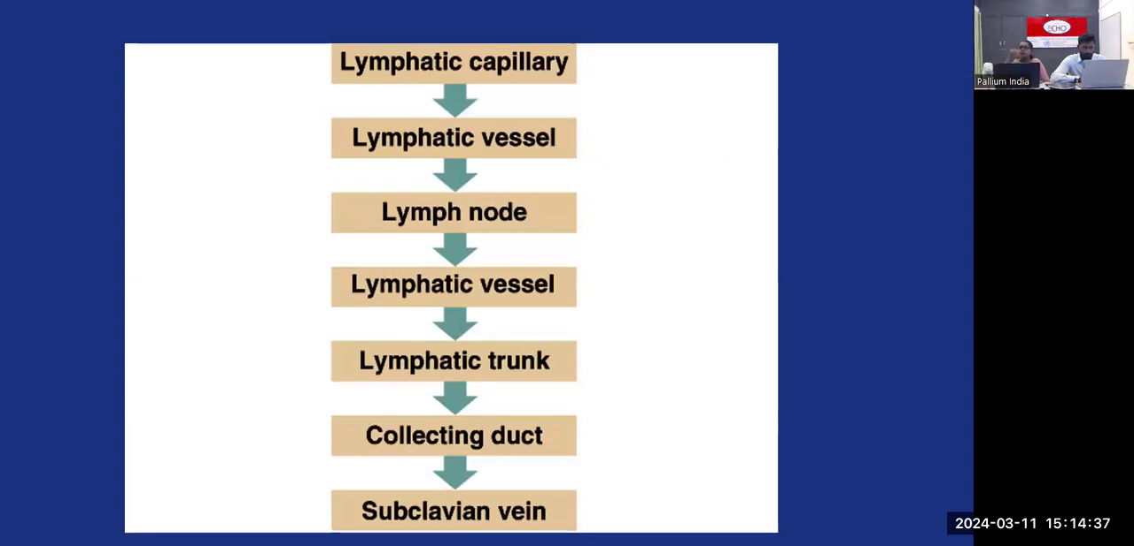Coming to the pathophysiology, how the lymphatic system works. Wherever the lymphatic fluids are absorbed from the interstitial space, it goes to lymphatic vessels, and then it goes to a lymph node for filtering out the harmful substances. Again, it goes to lymphatic vessels, and then again it ends in another lymph node, and then through the lymphatic trunk collecting that, it goes to the subclavian vein. So this is how the lymphatic system works.